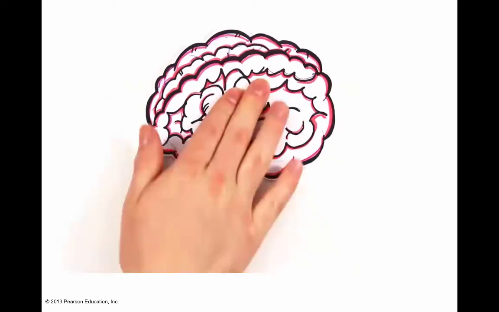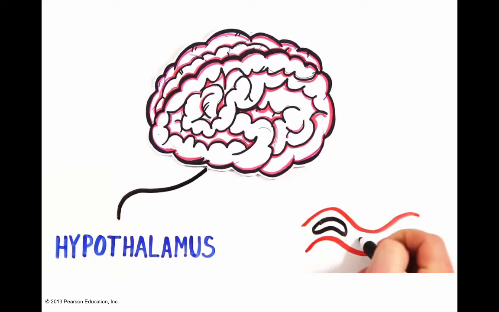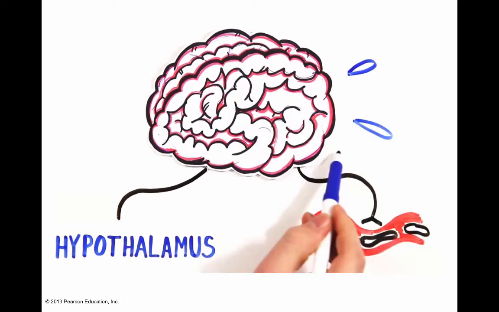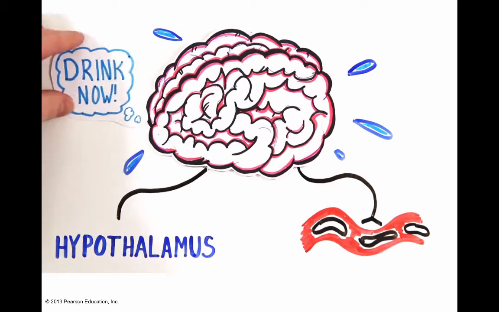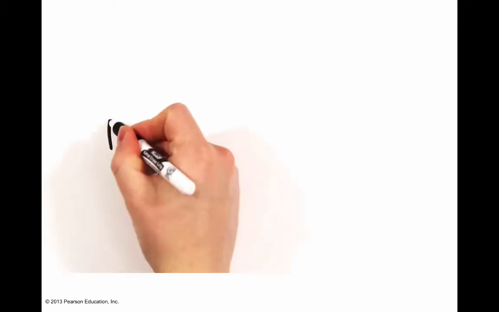The thirst center of the brain is located in the hypothalamus and is constantly using sensors in your blood vessels to monitor the amount of sodium and other substances in your body. For example, if you sweat too much, your blood volume and pressure fall. The brain then detects this change and creates the urge to drink something now. So what happens if you're unable to satisfy this thirst?